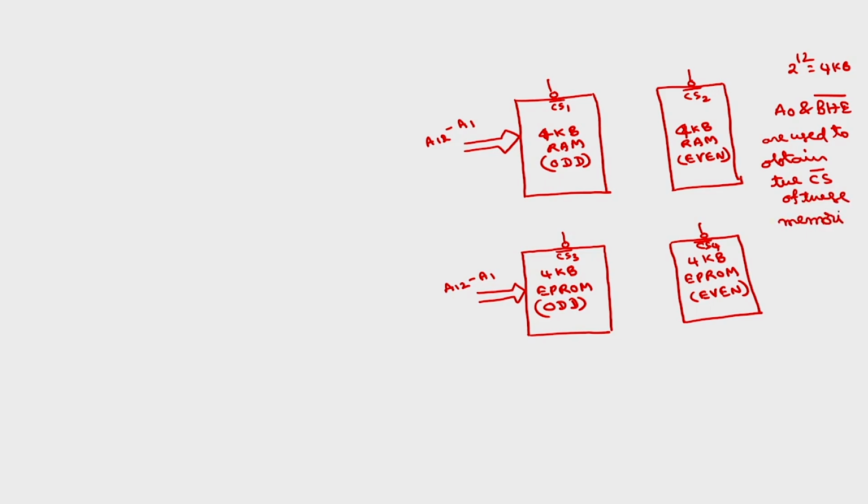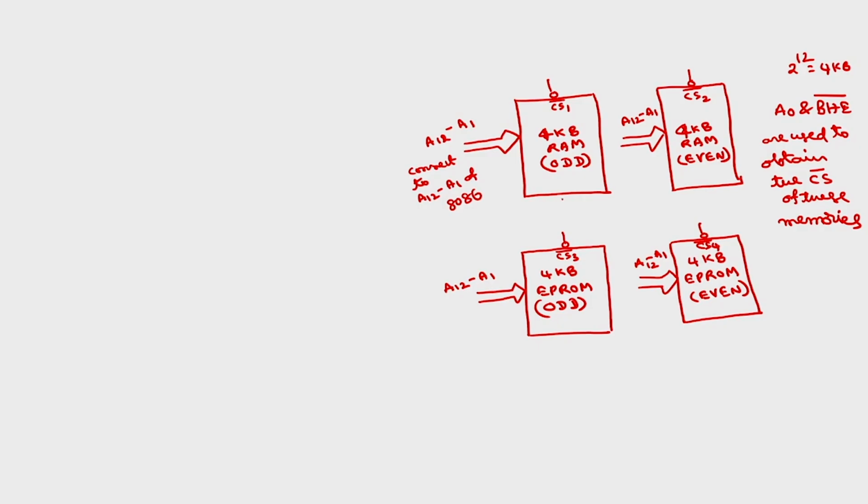Of these memories. Then here also we will be having 12 address lines, A12 to A1. This you have to connect to A12 to A1 of 8086. So all these four memories' address lines you have to connect together, and that has to be connected to A12 to A1 of 8086.